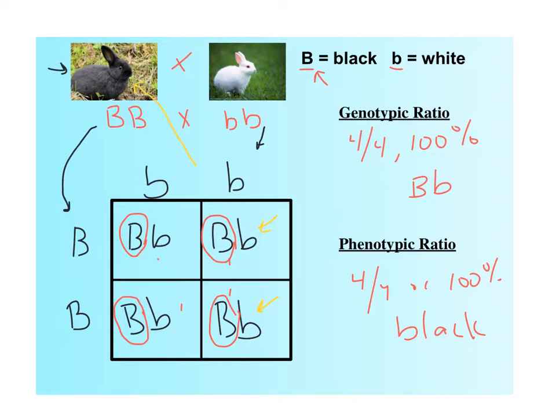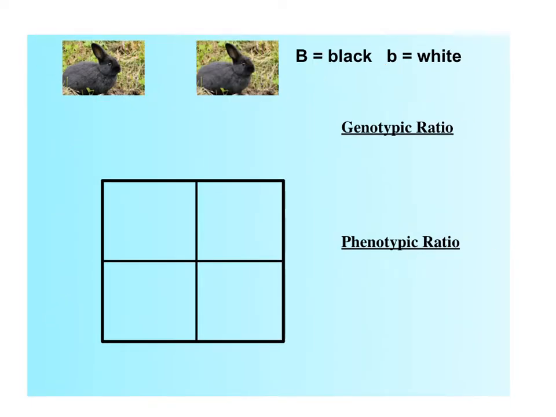So the one dominant allele, black crossed with a white, doesn't give you gray. It gives you black because the black allele is dominant.